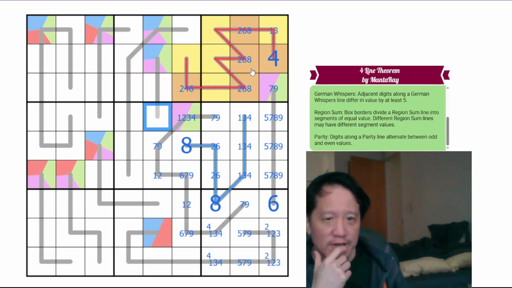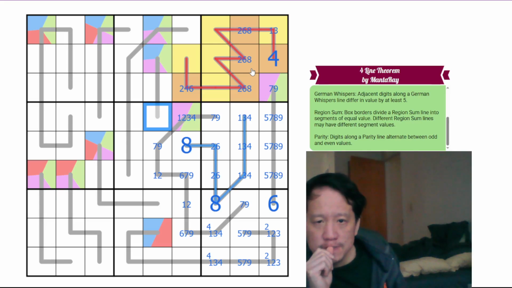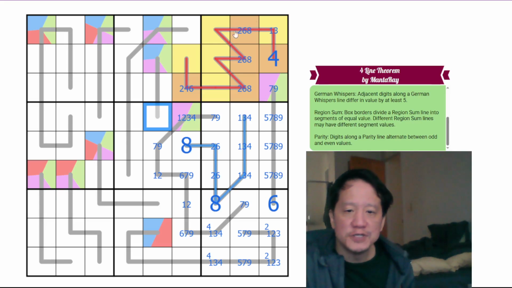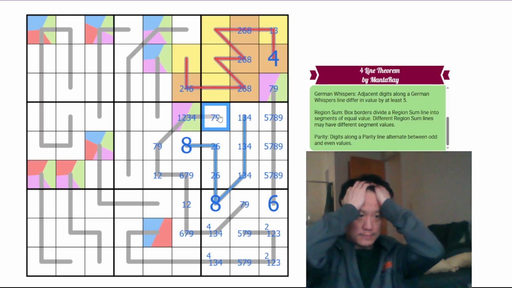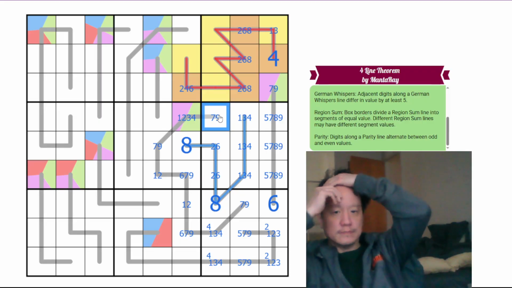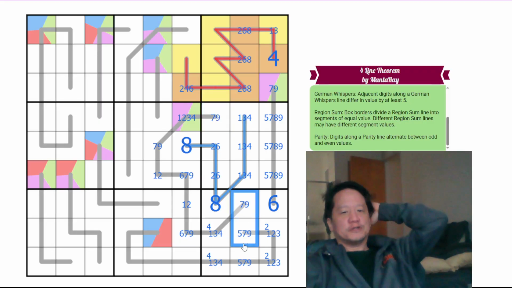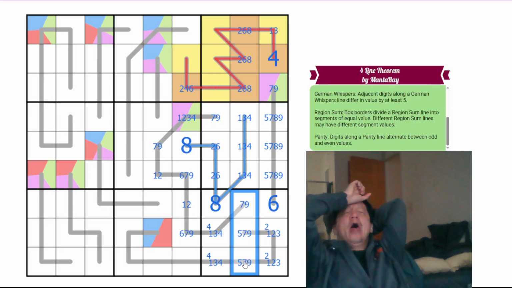I mean, this looks okay. So this digit is the same as that, which must be the same as one of these 3.